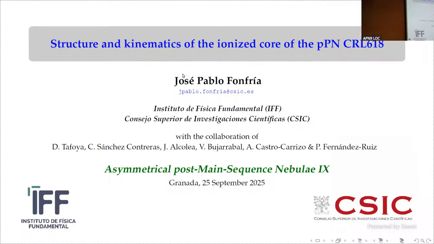We're going to start the next session, where we will be hearing about pre-planetary nebulae and young planetary nebulae. And we start with a talk by Jose Pablo Fonfria, who is going to discuss the ionized central region of the PPN CRL 618.